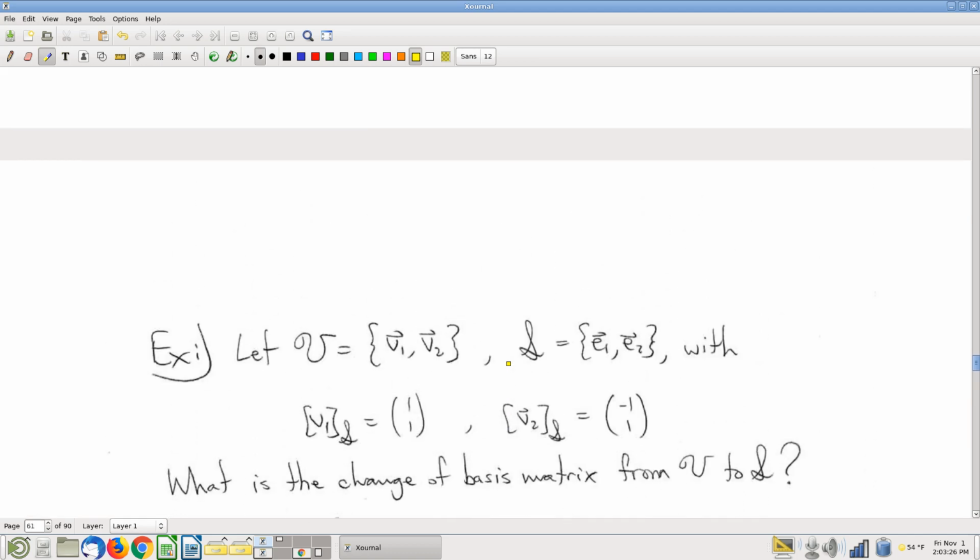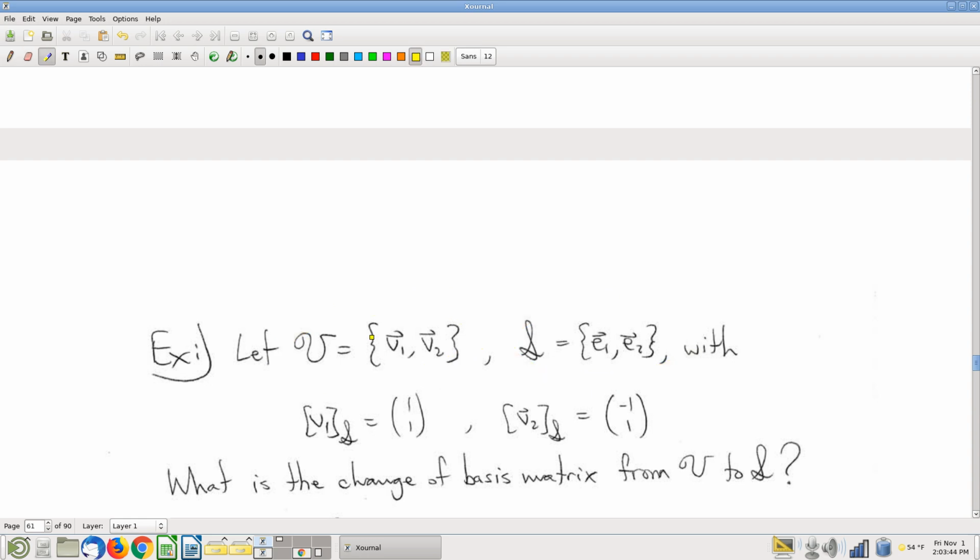Let me do this first. So here we go. A couple of bases. This is in R2. By the way, this is a starter example. Let's consider vectors in R2. Here's a couple of bases for R2. Notice one of them is the standard basis.